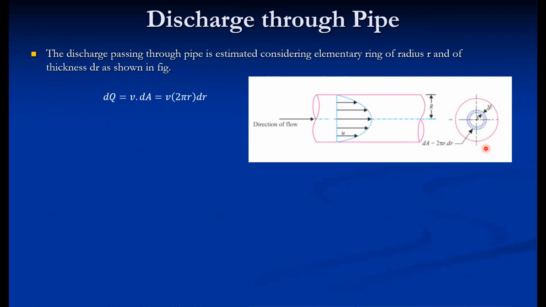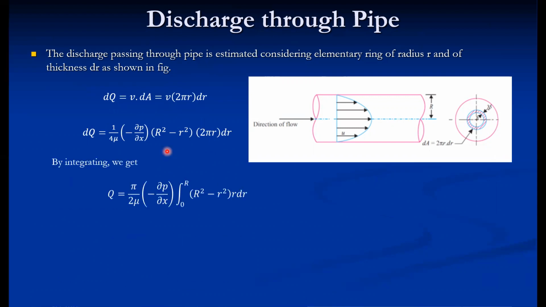So for the elemental ring, dq is equal to small v into dA, and dA is 2 pi r dr, that is the cross section of this particular flow passage, where 2 pi r is the circumference and the thickness is dr. So this is the cross section. So v into 2 pi r dr. So putting the value of local velocity here into 2 pi r dr, and now by integrating we'll get the discharge through the entire pipeline.